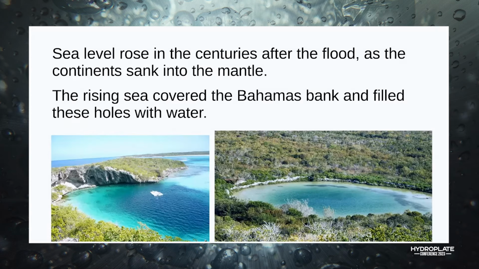Part of the reason the sea level rose in the centuries after the flood was that the continents were slowly sinking into the mantle. There were also a lot of post-flood lakes draining off, but the continents were gradually sinking down. And then the rising sea, of course, covered the bank and filled the holes with water.